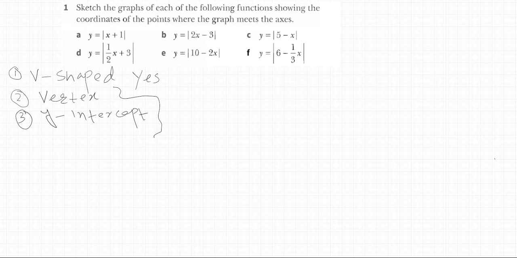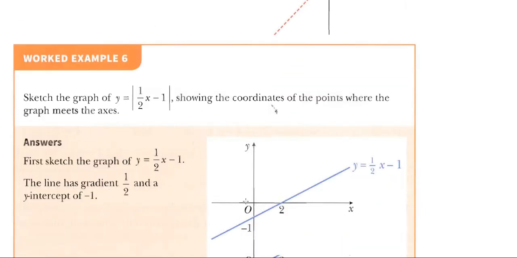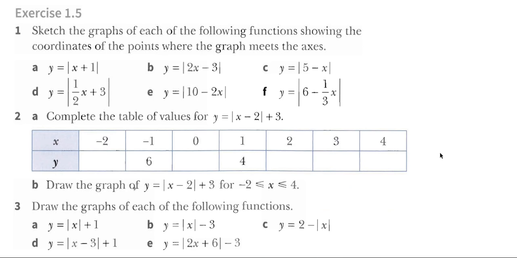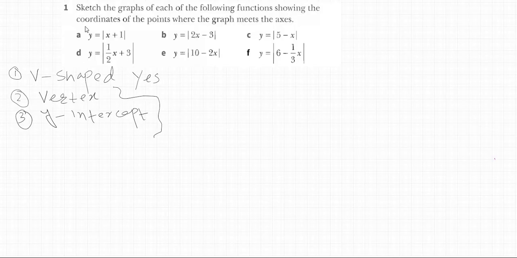How to calculate? See question number 1 of exercise 1.5. This is question number 1. Sketch the graphs of each of the following functions showing the coordinates of the points where the graph meets the axes. Axes means x-axis and y-axis. Whenever you see the word axes, A-X-E-S, it means we are talking about both the x and y-axis. Let's start question number 1, part A.